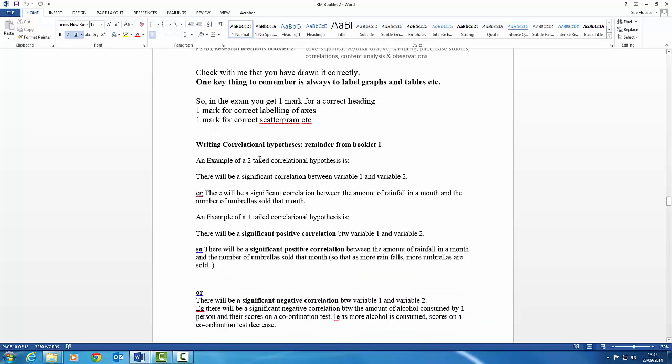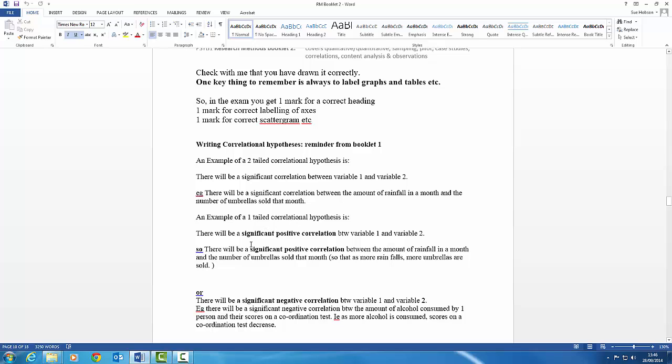So if you remember, we looked very briefly at correlational hypotheses. There will be a significant correlation between variable 1 and 2. We need to change that into there will be a significant correlation between the amount of rainfall in a month and the number of umbrellas sold that month, for example. That's a two-tailed hypothesis, because we're just saying it's going to be a correlation. We're not saying whether it's going to be positive or negative.